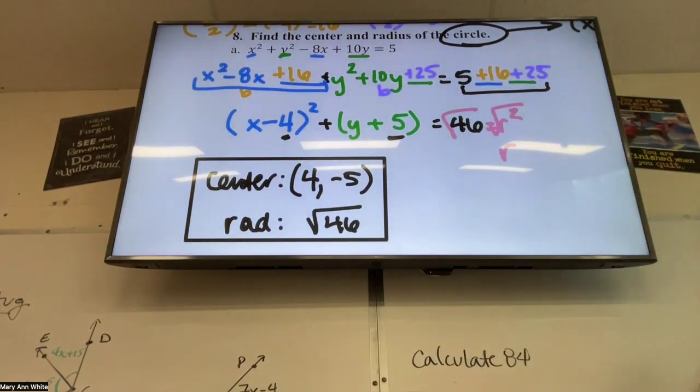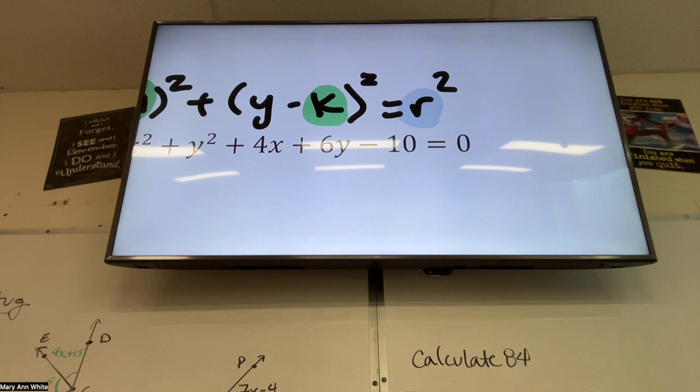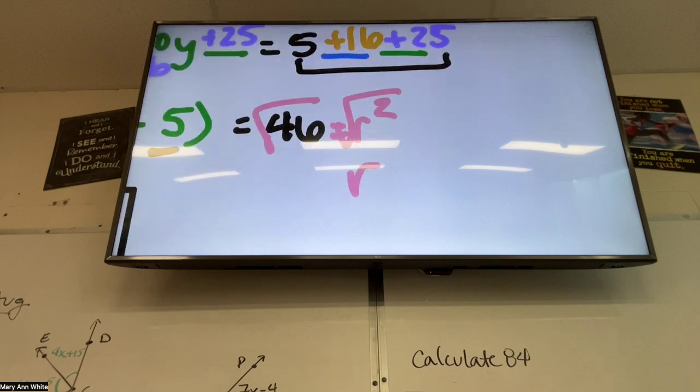So the way the equation goes is that the answer is r squared. And so to figure out what just r is, I have to square root that number. So 46 is technically equal to r squared. So I've got to solve for r.